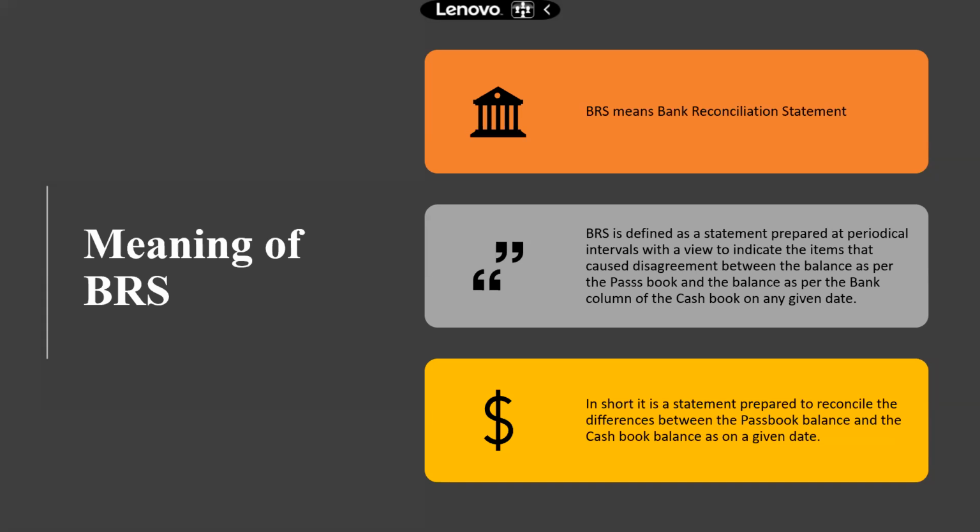So I am maintaining the cash book, and the same transactions the banker is maintaining in the passbook. So actually speaking, the balance in my cash book should be equal to the balance of the passbook, because the transactions are the same. I'm maintaining one book, the banker is maintaining the other book, right? But sometimes there are certain differences in the cash book balance and the passbook balance. So the statement which we prepare to reconcile these differences is called the bank reconciliation statement. That is why the name is like that.